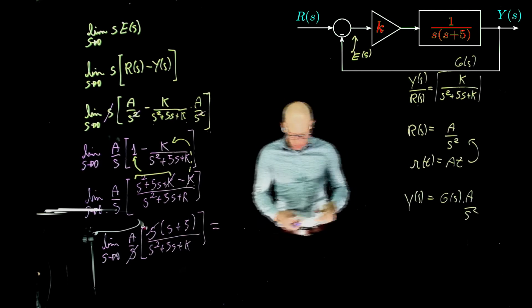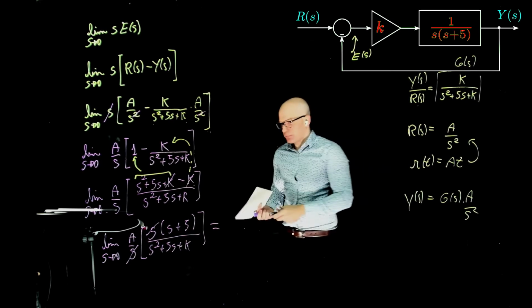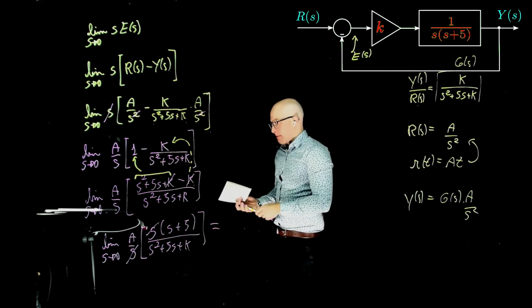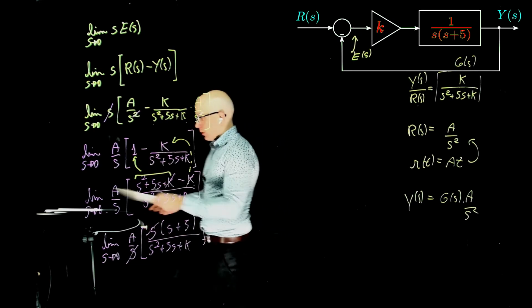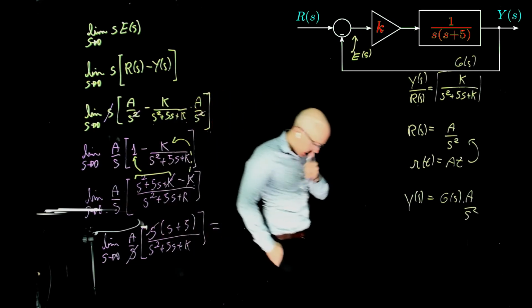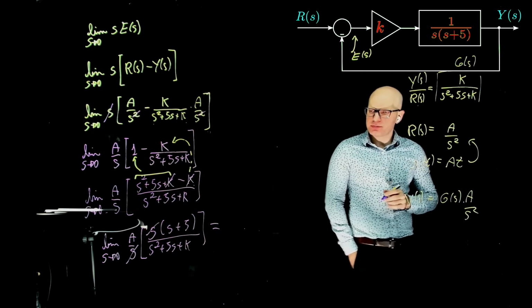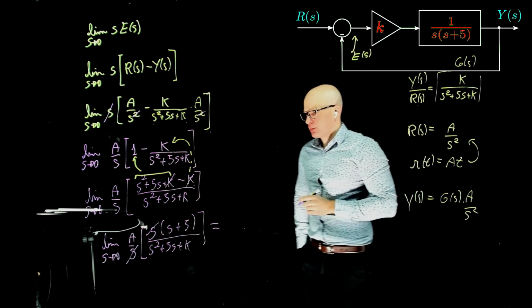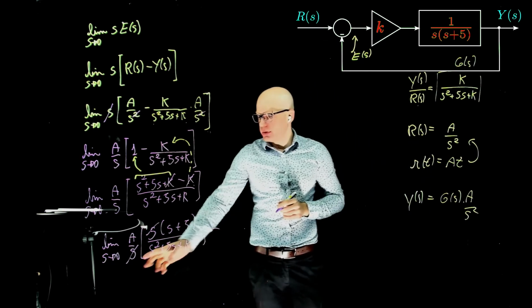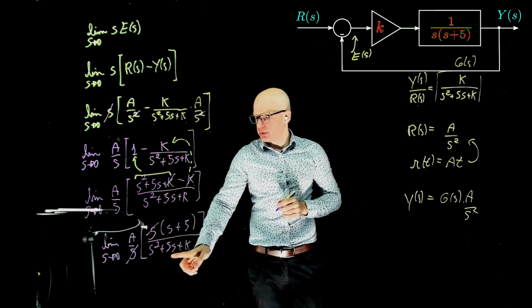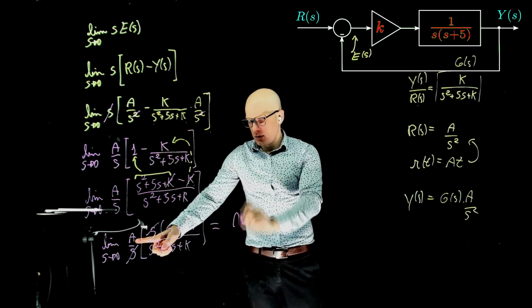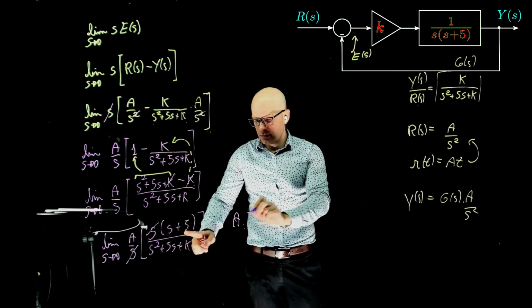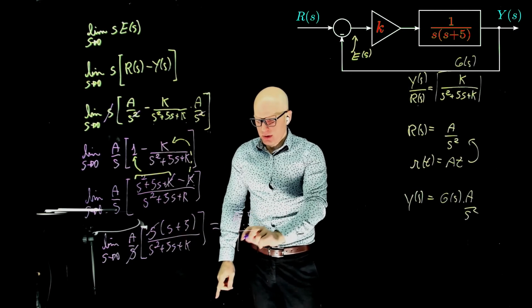What is the limit here? What is the limit? When s tends to 0, this s goes to 0, this s squared goes to 0, we are left with a times 5 divided by k.